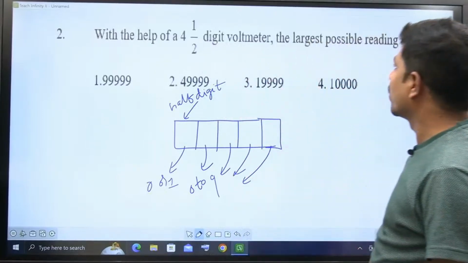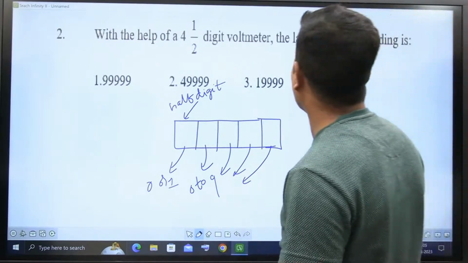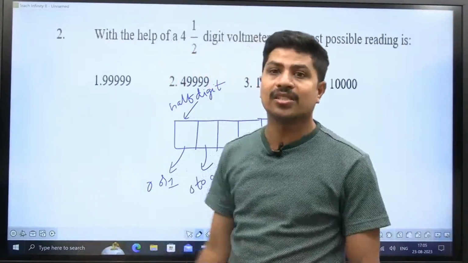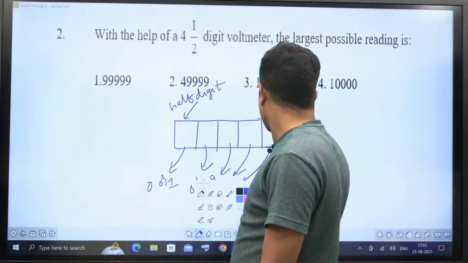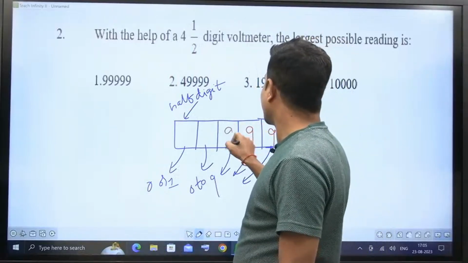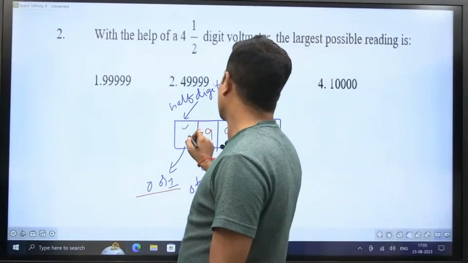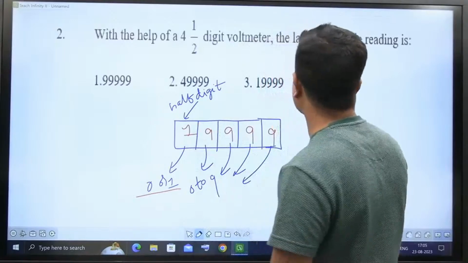The question is, with the help of a 4.5 digit voltmeter, the largest possible reading is asking about the largest. What is the largest number here? 9, 9, 9, 9. In 0 or 1, what is the largest number? 1. Yes. Now, if you take this 1, 4 nines is the answer.